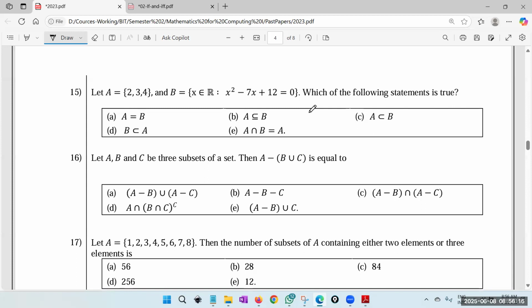15th. Let A be 2, 3, 4 and B and so on. Which of the following statements is true? So this is X is a real number. This is 0. That means this has a solution. Maybe one solution, two solutions, or no solution. But about this, b squared minus 4ac, a is 1, b is minus 7, c is 12.